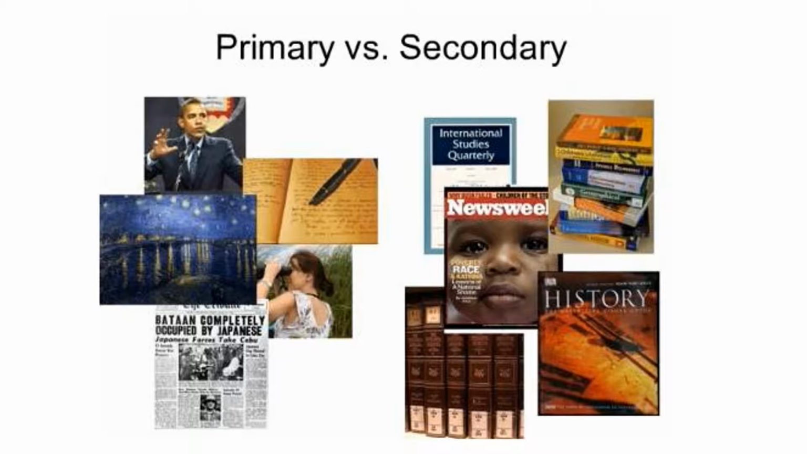Now, secondary sources are written by people who weren't there. They're written later, and they're often historians who use the primary sources to draw conclusions. Secondary sources were not there, but they are interpretive. Now, it's not always easy to tell the difference between primary and secondary sources.